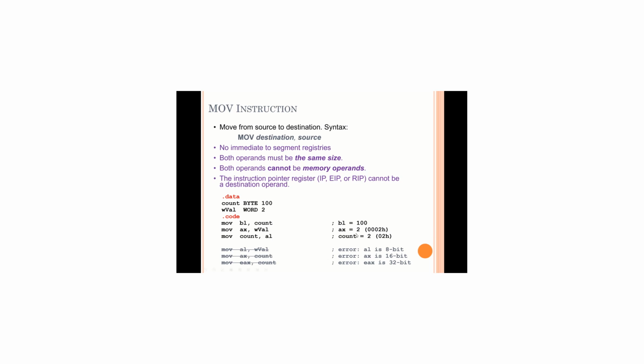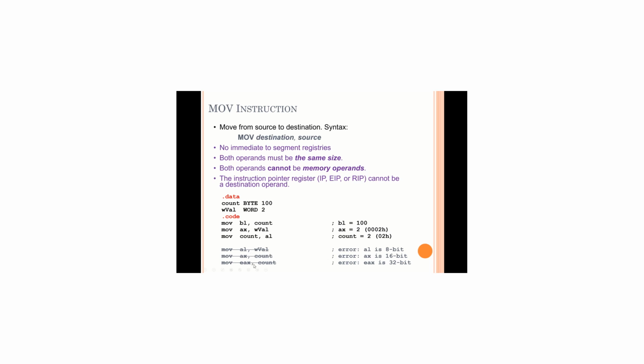So that's why here, when you move WVal, which is initialized to 2, to AX, and then you move AL to count, now count has a new value. The value of count gets changed from 100 to 2. Now remember, these two things have to be the same size. Count is a byte, AL is a byte.